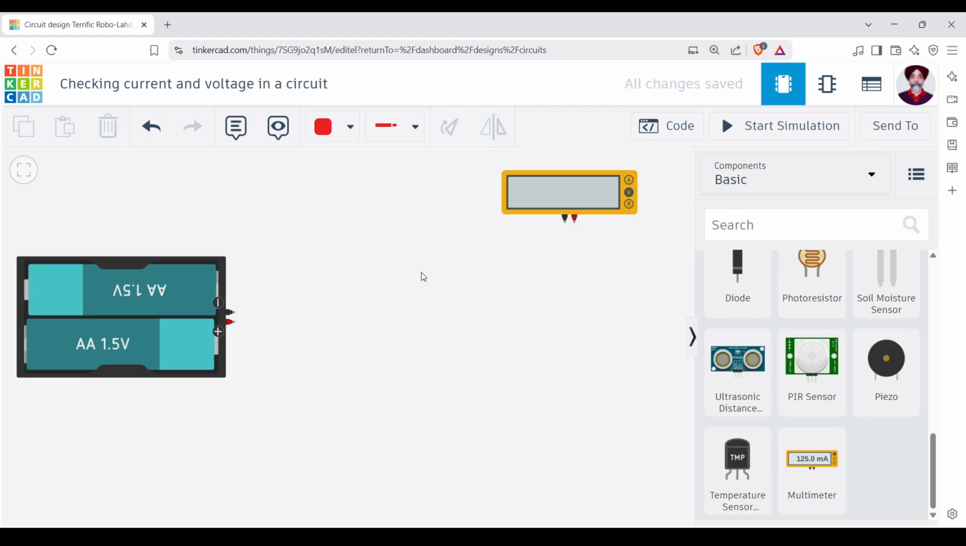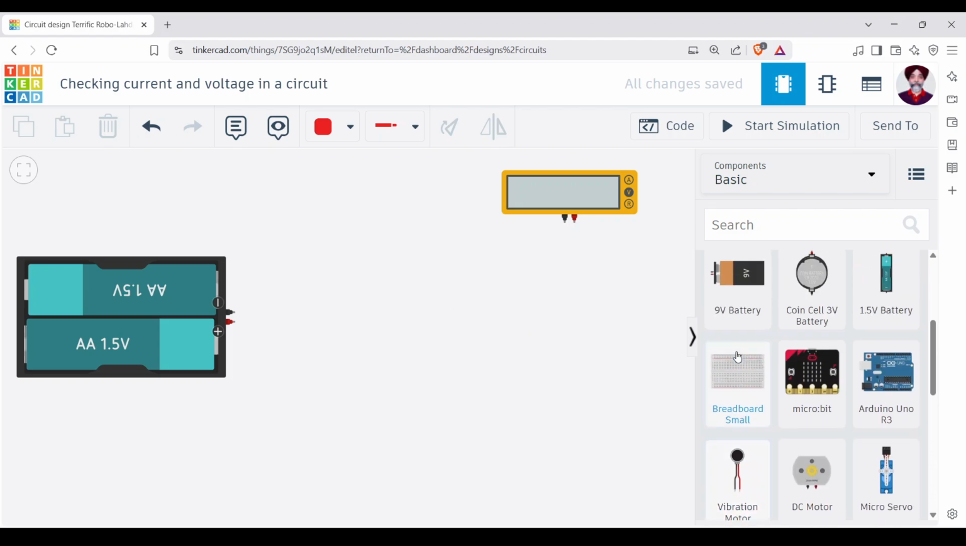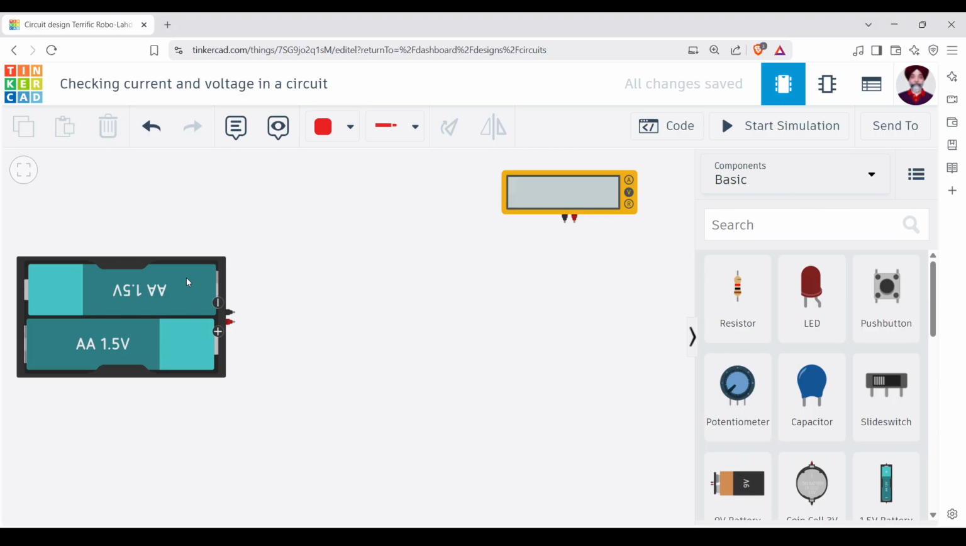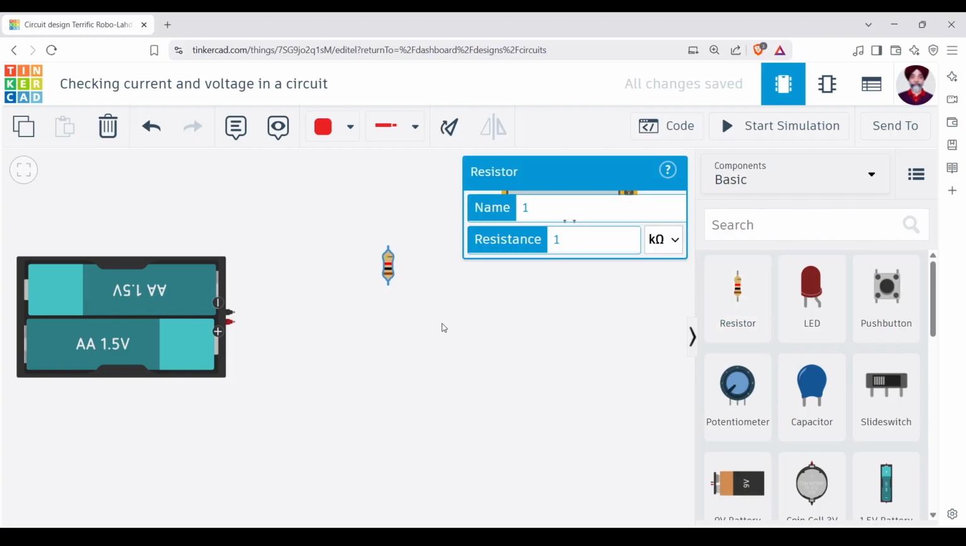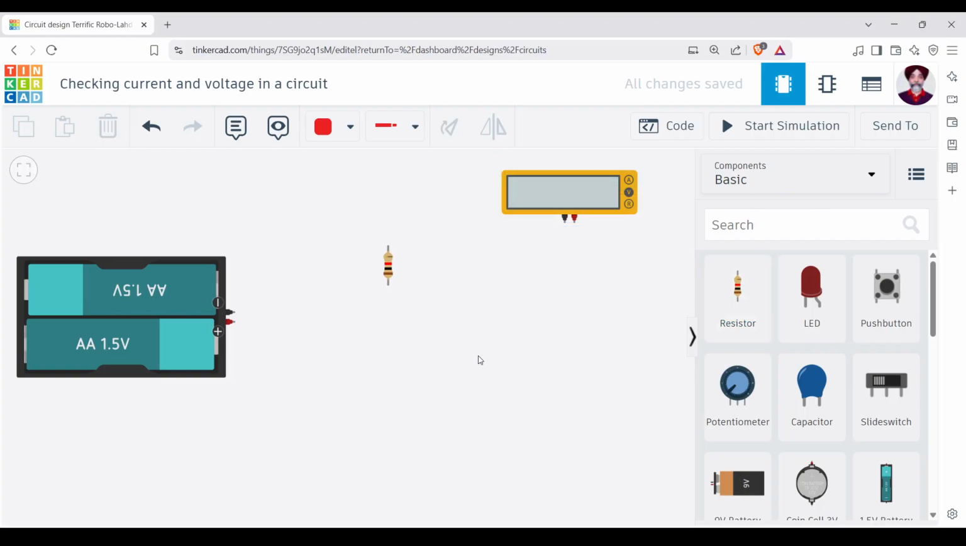Let us just create a basic circuit first. I have put in two things: a battery, which is a 3-volt battery, I've put two cells over there, and a multimeter that we will use to find out the voltage and the current. Okay, so I have a resistance. I'll put two resistances in series, and let me connect this to the positive and this to the negative.